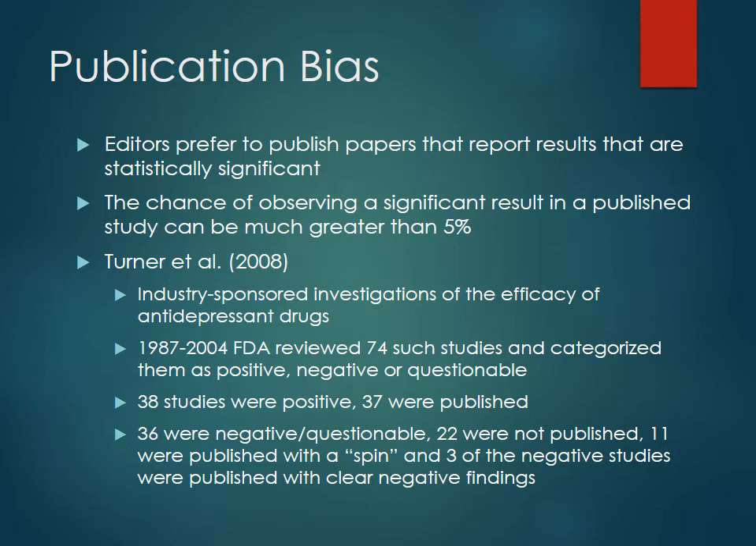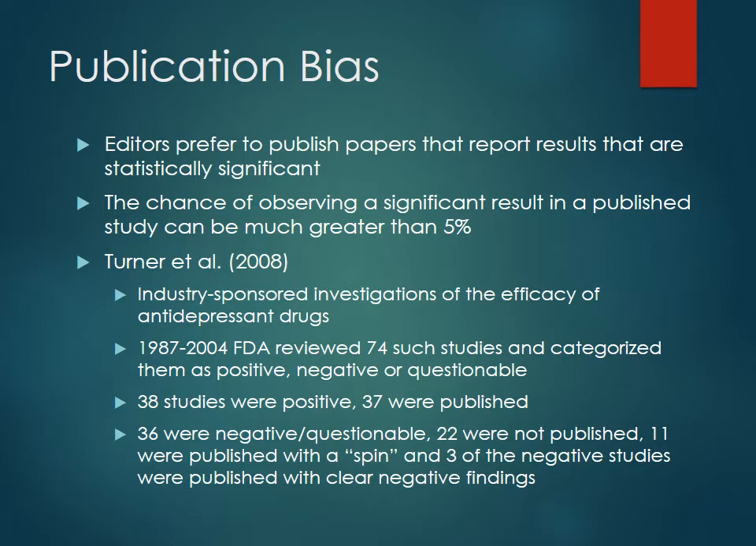For example, there's a study done in 2008 where they were trying to look at the industry-sponsored investigations on the efficacy of antidepressant drugs. So these would be the drug companies themselves funding this research. They were looking at papers between 1987 and 2004. The FDA, or Food and Drug Administration, was reviewing 74 such studies and categorized them as either being positive, negative, or questionable results. What they found is that they had 38 studies that were positive, and 37 of those were published. Well, that was pretty good, right?